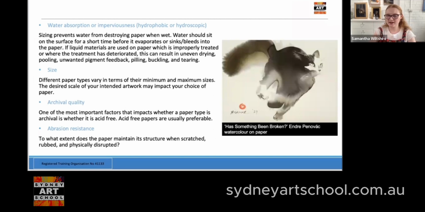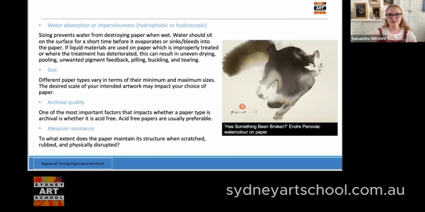Another really important consideration for us as artists is water absorption or imperviousness. So absorption is, of course, the ability of paper to suck in fluid and maintain it within its structure. If something is impervious to water, it means that it does not allow the water to infiltrate the surface. We can also talk about this in terms of hydrophobic or hygroscopic paper. Hydrophobic meaning that it wants to repel the water or not take it within its surface, and hygroscopic meaning, of course, the opposite. So our sizing, that glue, prevents water from destroying paper when wet.